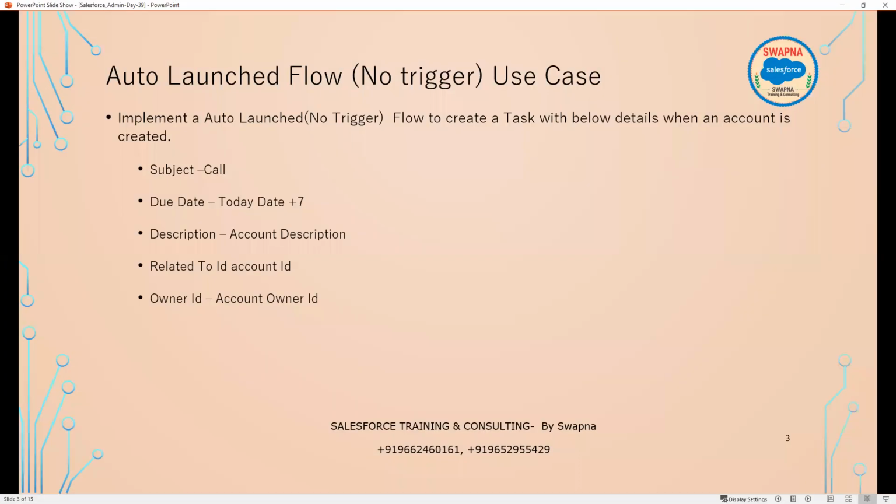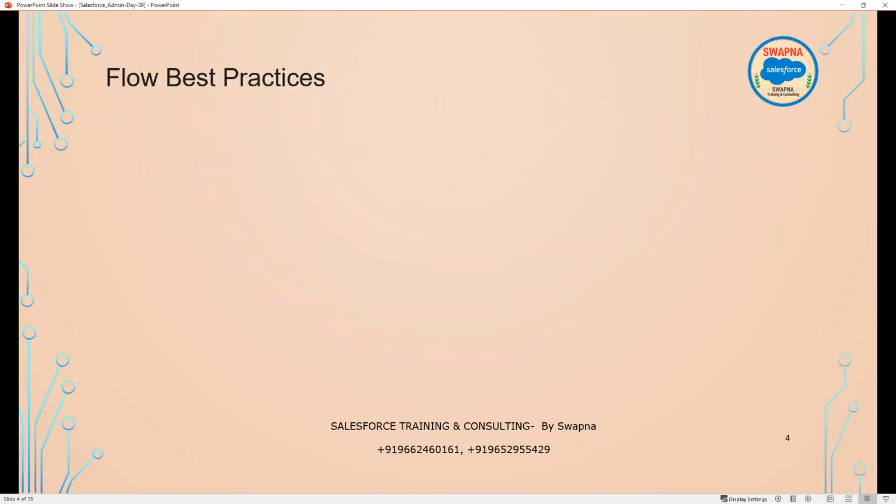Okay, so let's move on. The next one is flow best practices. So far, whatever we have learned about the flow, what are the best practices? Whenever you are implementing the flow, always test your flow before deploying to production. Not only production, wherever you are deploying it, you might be deploying to another sandbox, test your flow. And never perform DML statements in loops.